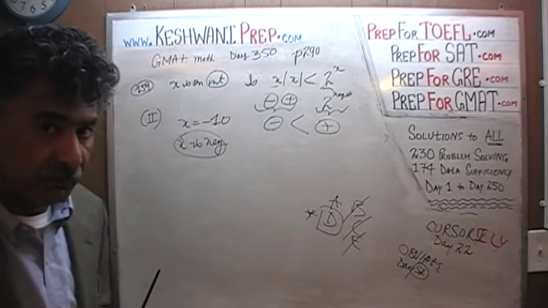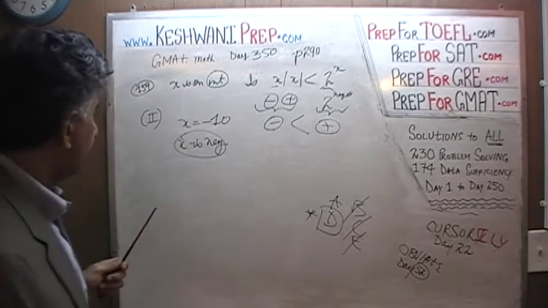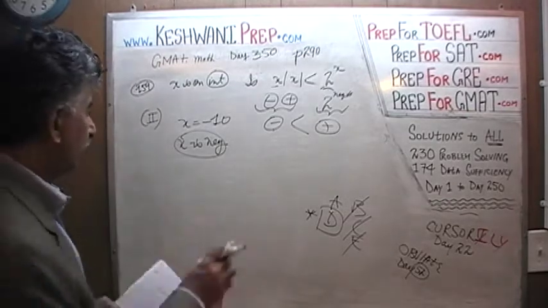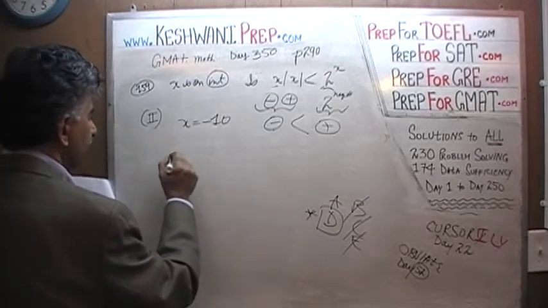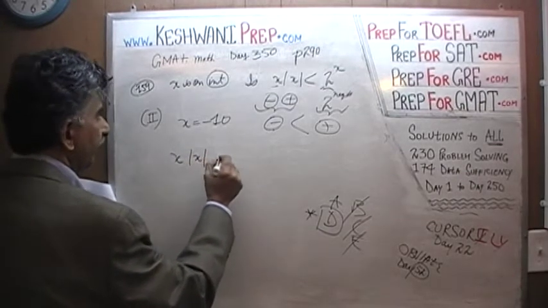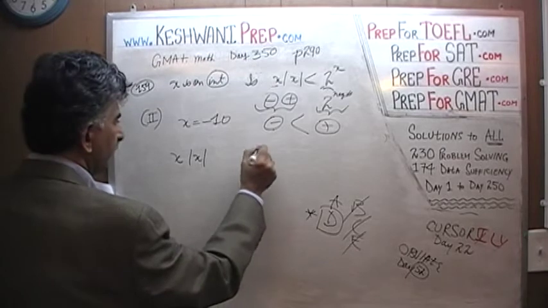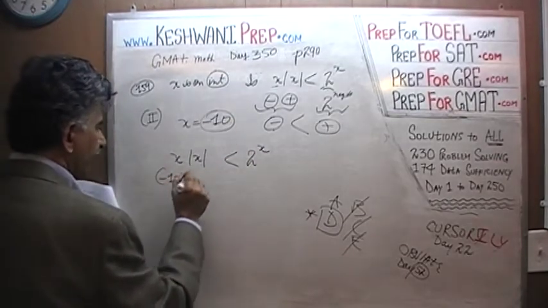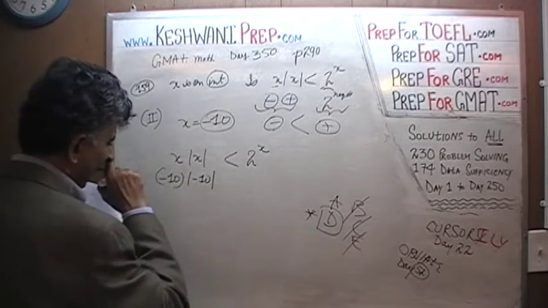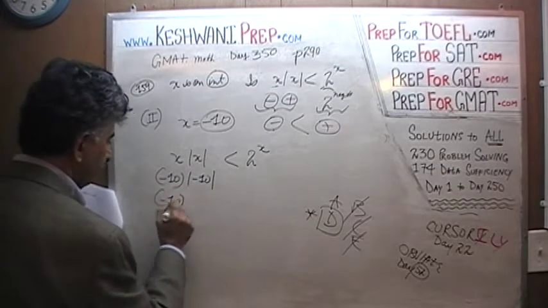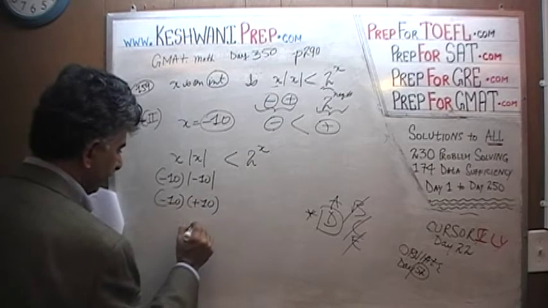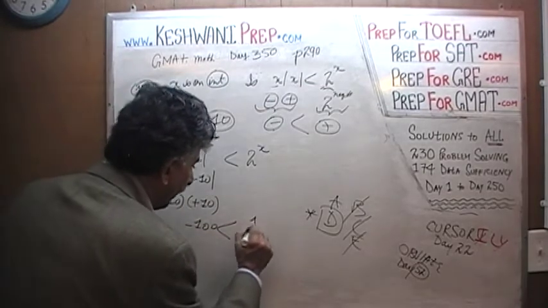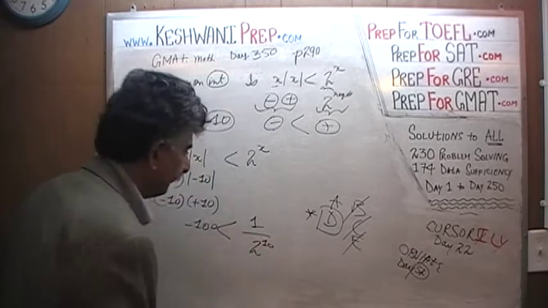Now, just for learning purposes, it's not something we'll do in the real exam, but just for learning purposes, we could do it here. It is absolutely not necessary at all. We have x times absolute value of x, and here we have 2 raised to x. X is negative 10. So negative 10 times the absolute value of negative 10. Absolute value of negative 10 is going to be positive 10, which is a negative 100. And negative 100 is less than 1 over 2 raised to 10.